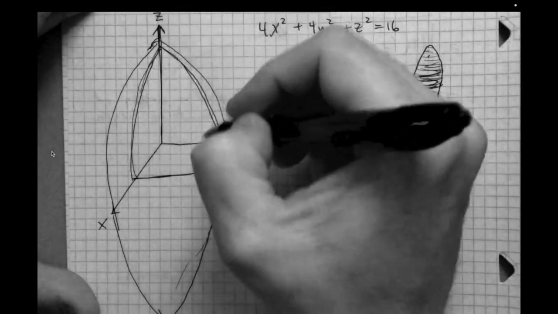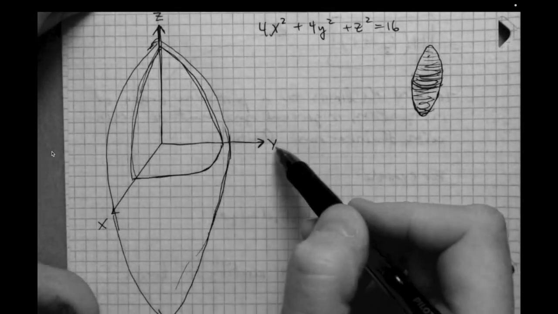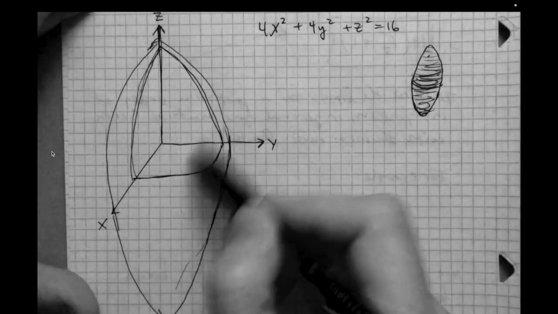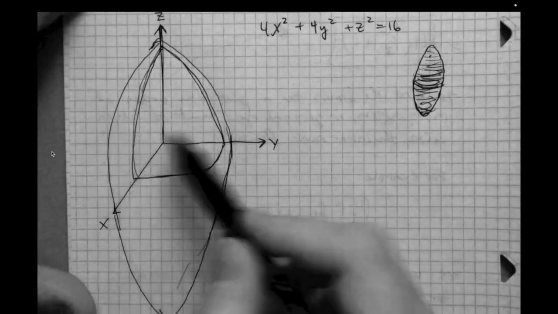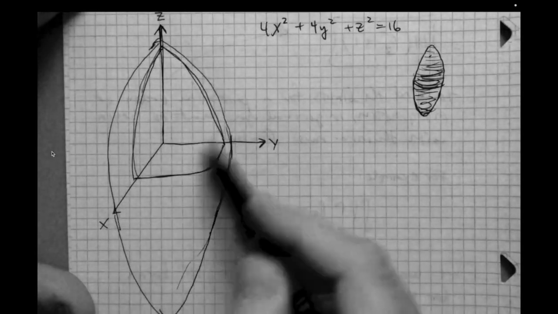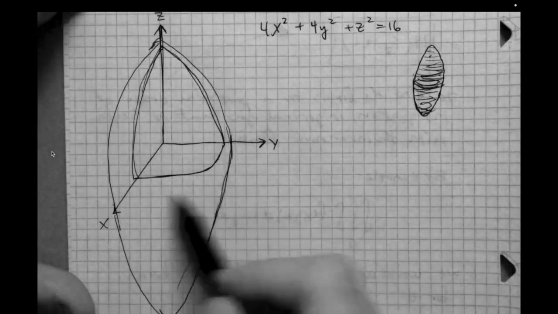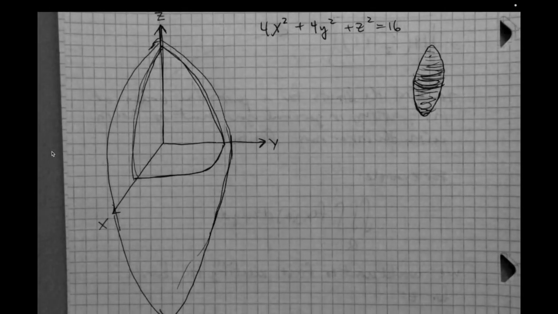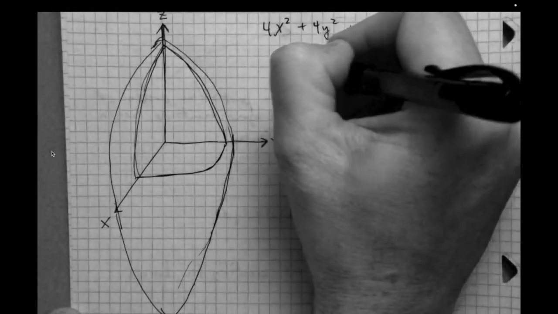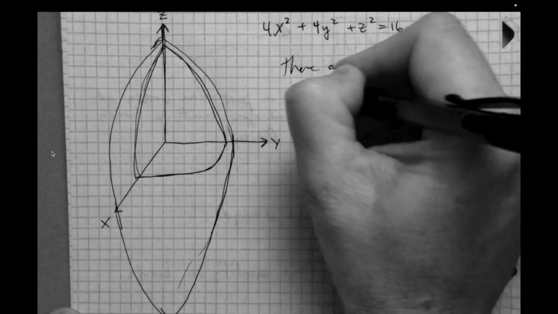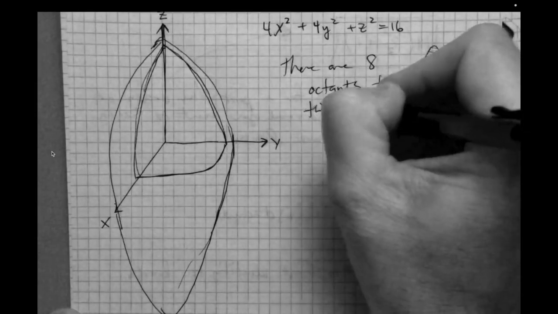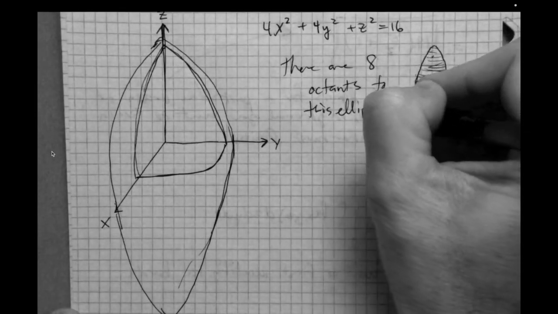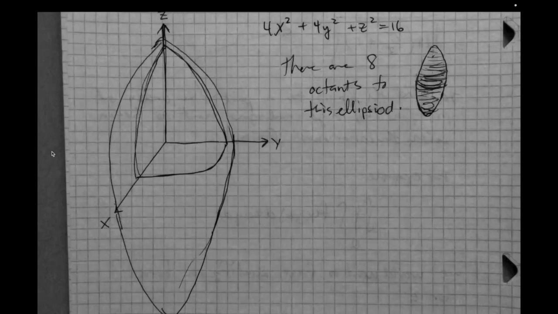So basically this is quadrant 1 of the XY plane. Then there's quadrant 2, quadrant 3, quadrant 4, right? For each quadrant you've got an above and a below portion, so basically there's 8. You can think of it as 8 octants. So there's 8 octants to this ellipsoid, and I'm just looking at the first one. Okay.